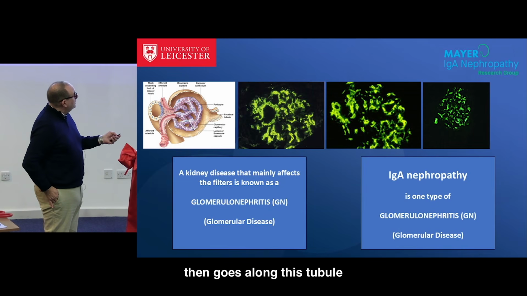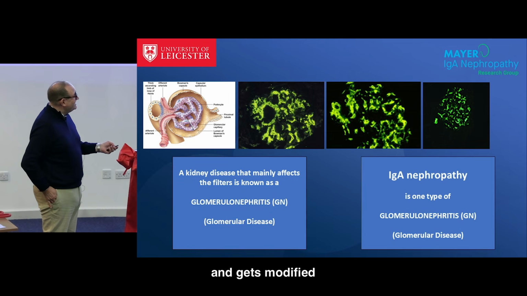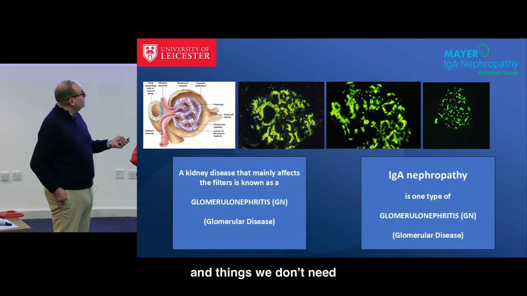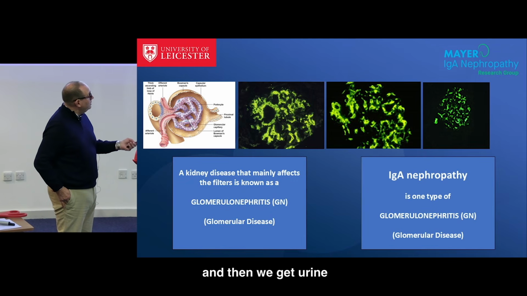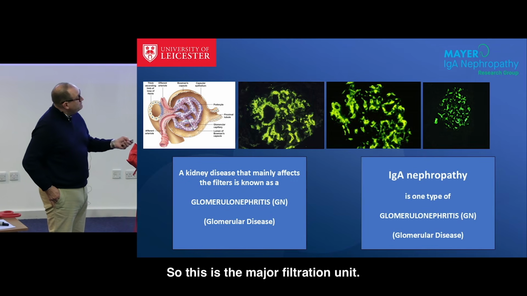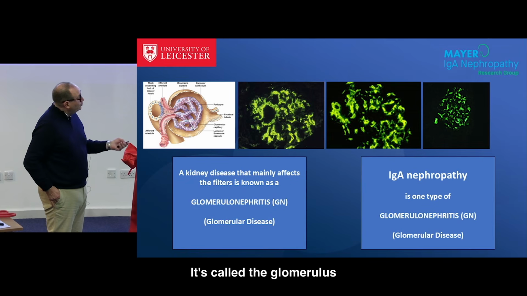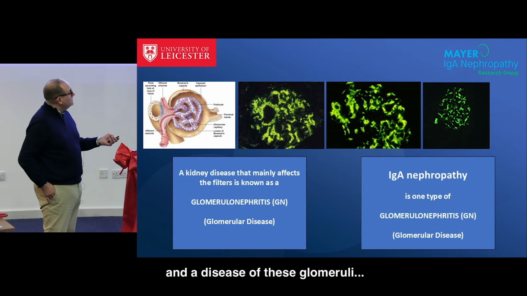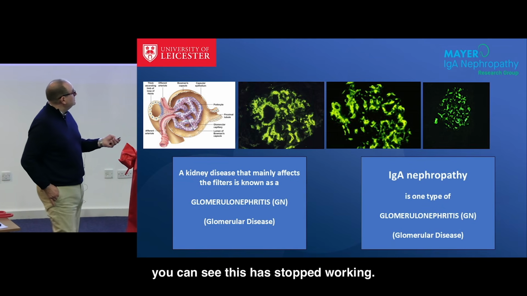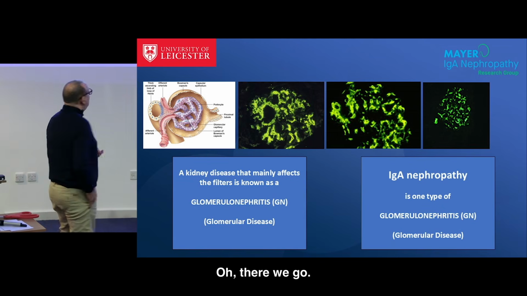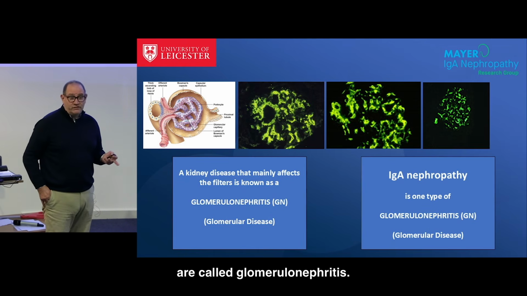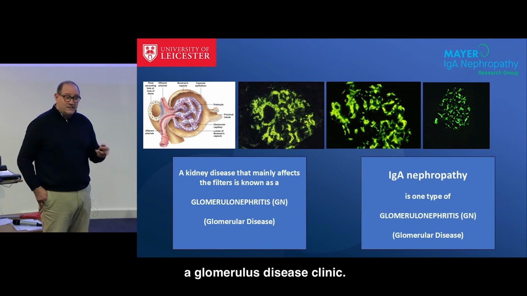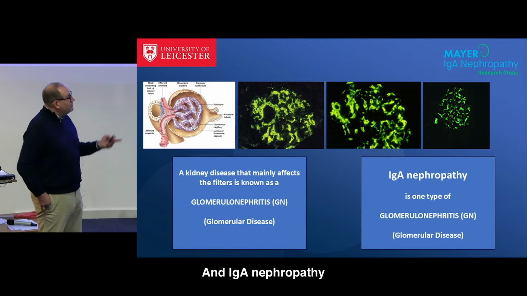And the urine then goes along this tubule and gets modified, with things that we need brought back into the body and things we don't need passed into the urine, and then we get urine at the end of the day. So this is the major filtration unit. It's called the glomerulus, and a disease of these glomeruli is called glomerulonephritis. So you might go to a GN clinic, a glomerular disease clinic, and IgA nephropathy is just one type of glomerulonephritis.